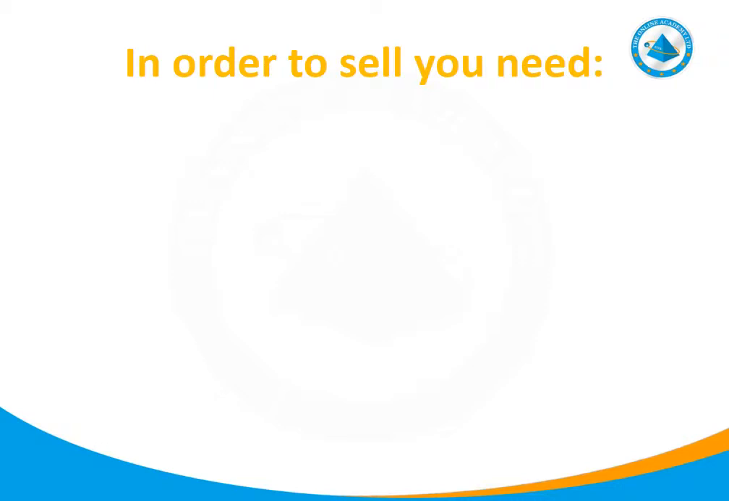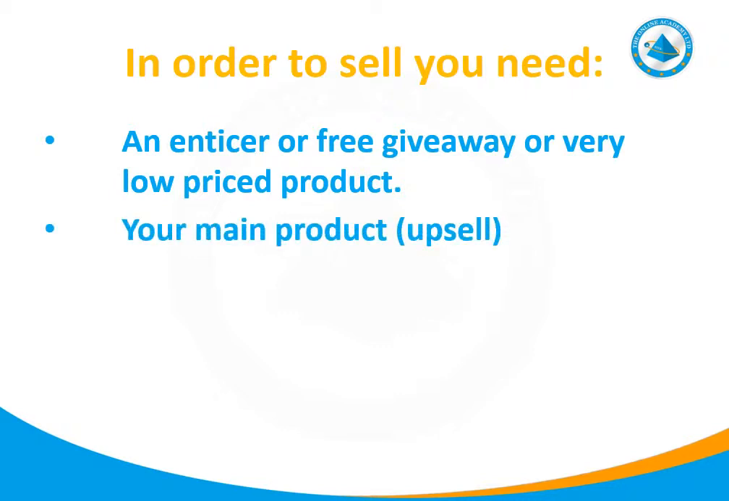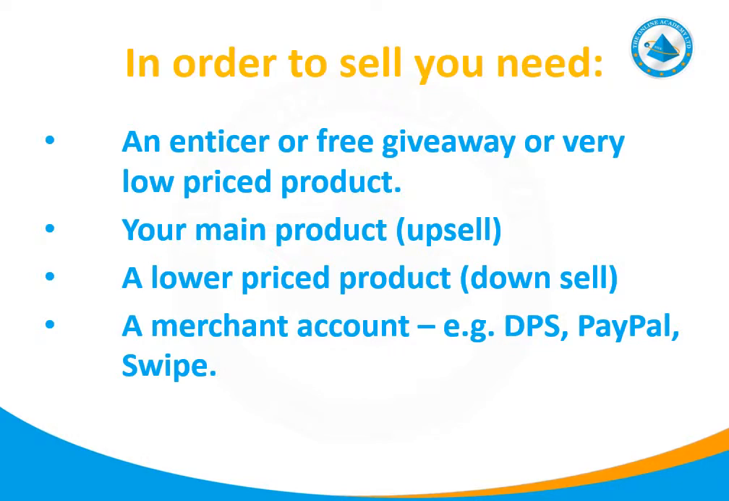In order to sell, you need an enticer or a free giveaway or a very low price product. You need your main product, which is your upsell. You need a lower price product, which is your downsell. And you need a merchant account. So for example, a merchant account is what we call a DPS, PayPal, or a different option is Swipe. Just quickly taking you through these.